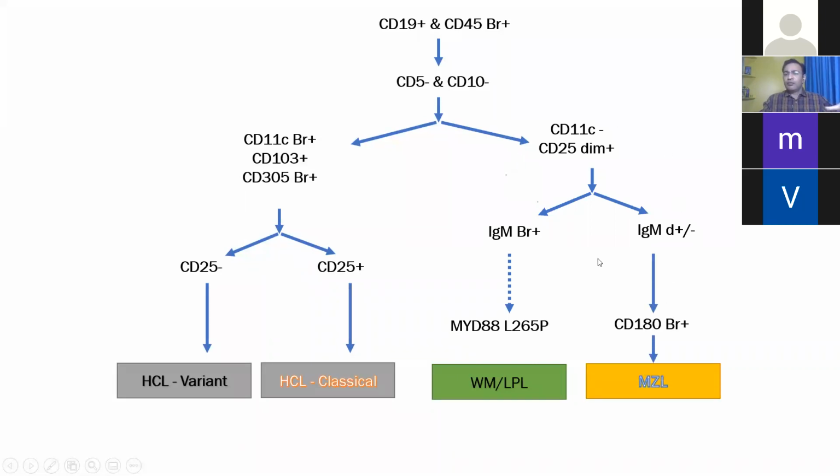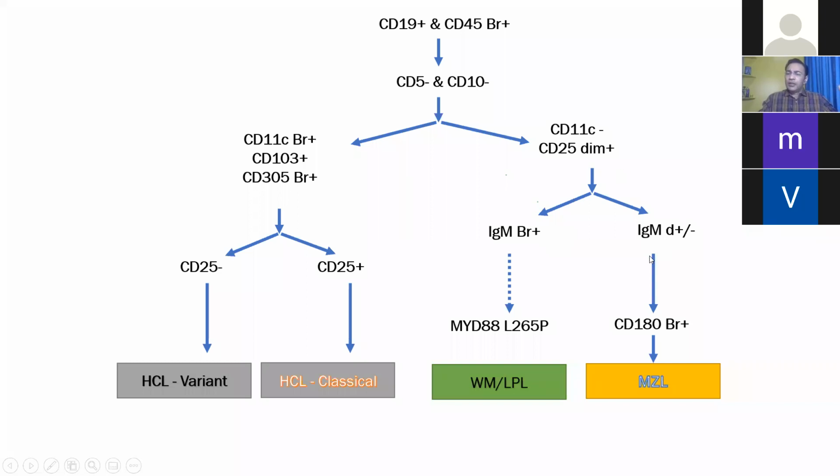Then we look at IgM. If IgM is brightly expressed, then we ask to look at the M protein, because it indicates Waldenstrom and lymphoplasmacytic lymphoma, or confirmation by molecular testing by doing MYD88 L265P mutation. Remember, IgM is also brightly positive in mantle cell lymphoma, but it is not a differential diagnosis here because it is always CD5 positive.